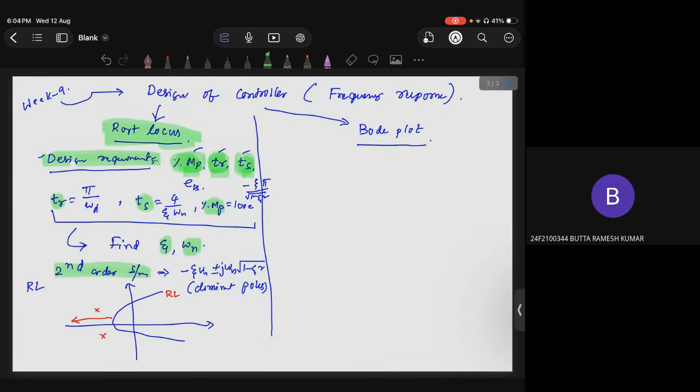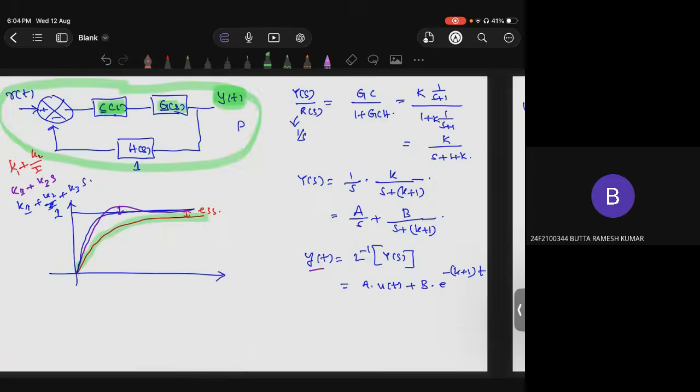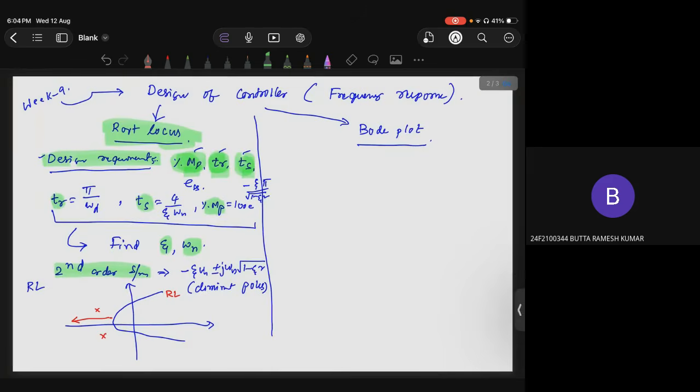So the question we are talking about is closed loop systems only, right? Closed loop only. Now these poles are there, right? These poles are for closed loop or open loop? Closed loop only. So the question is, how do you design that CFS, which will give you these values?